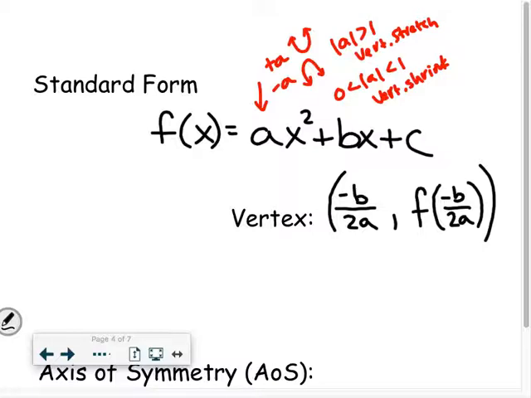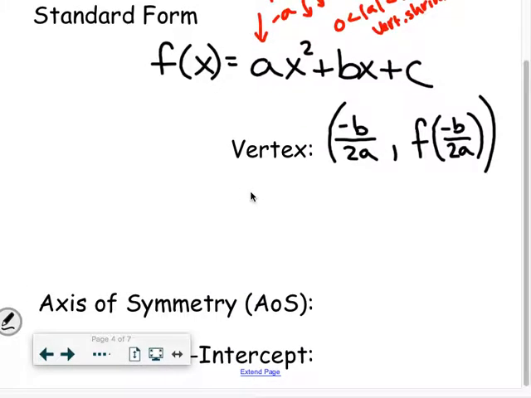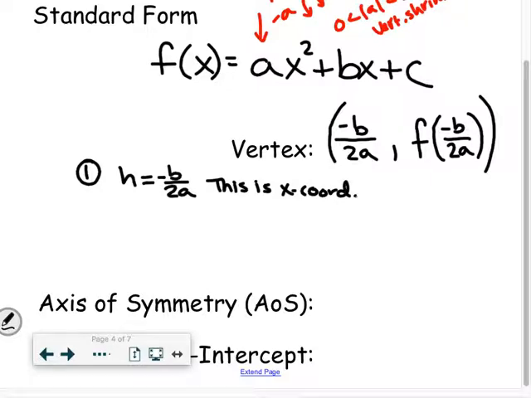Now, some of us maybe need to write this down in terms we'll remember and understand later. So if you feel like that may be the case for you, let's do that. For the vertex, step 1: I'm actually going to say h equals the opposite of b over 2a. This is the x-coordinate of the vertex. Are you okay with me calling it h? Because it's like the h in vertex form?